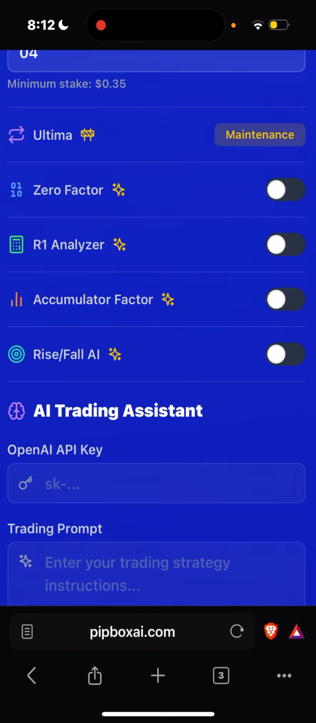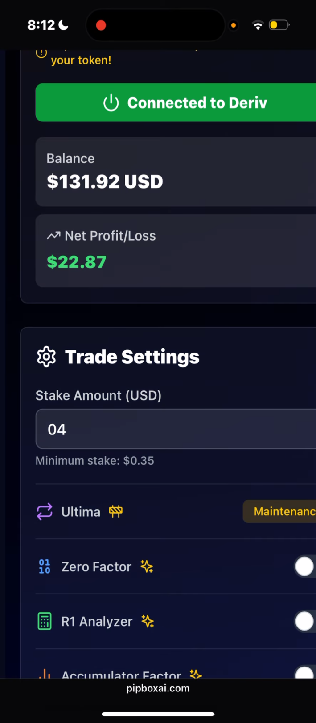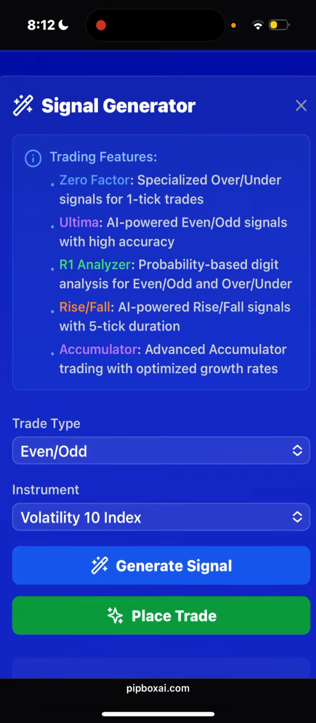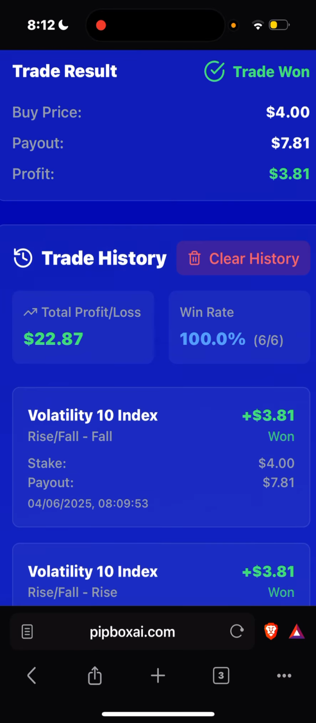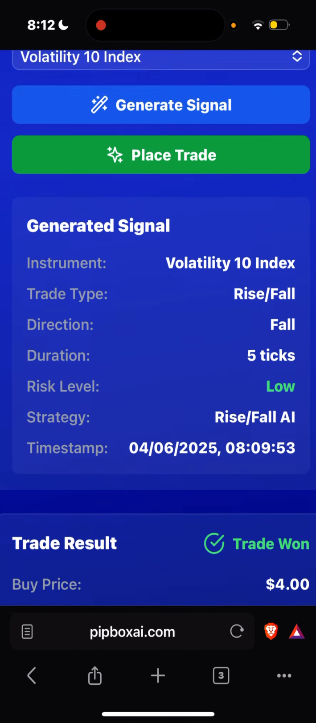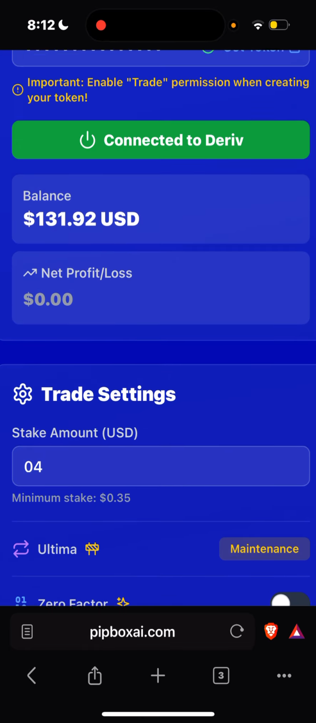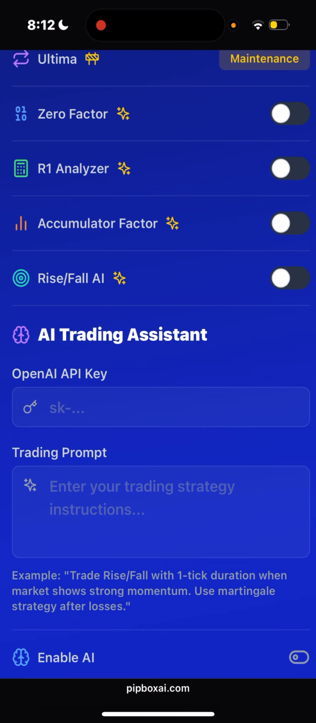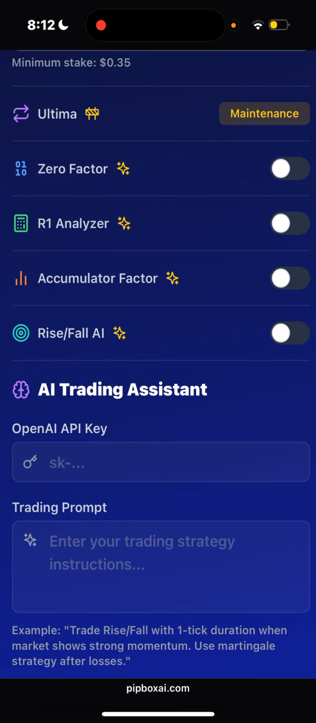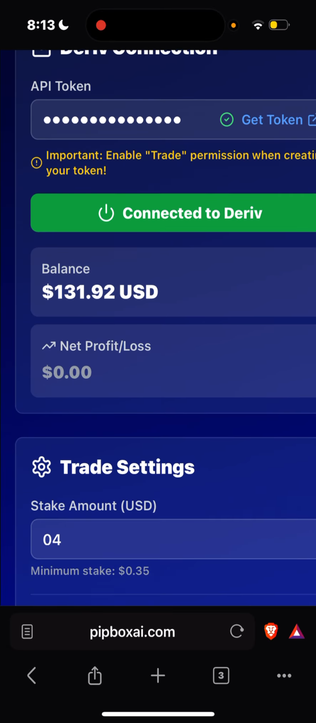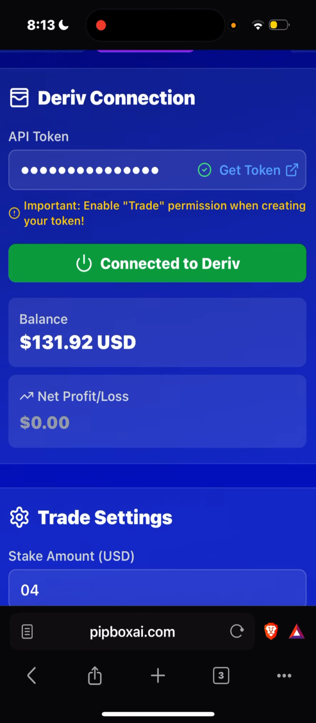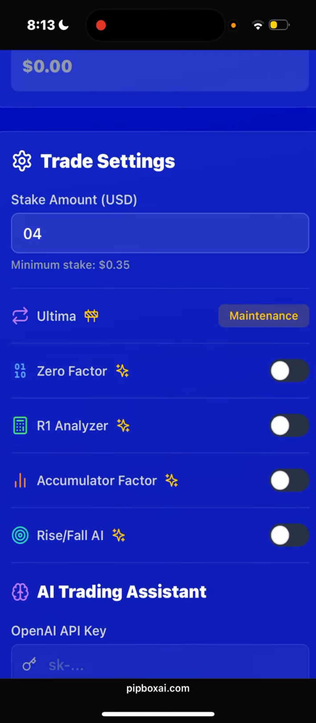One thing I love about this tool is that it's very fast and it executes trades very fast using the Deriv API. If you guys haven't watched the previous video I did trading with the Rise and Fall AI, make sure you do so. Now it's time to show you guys how the AI R1 analyzer works.